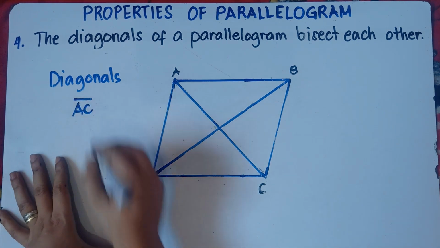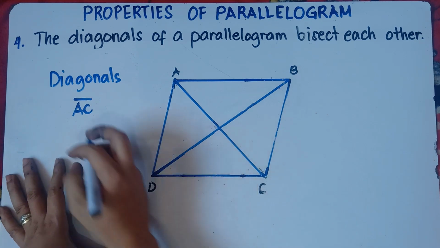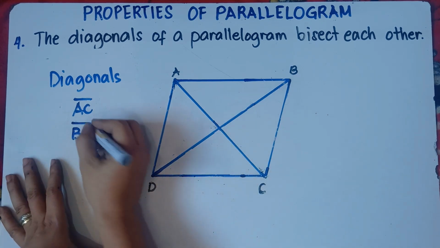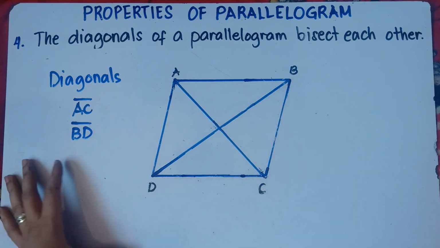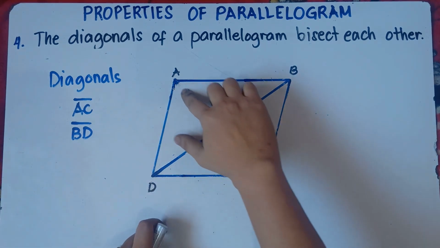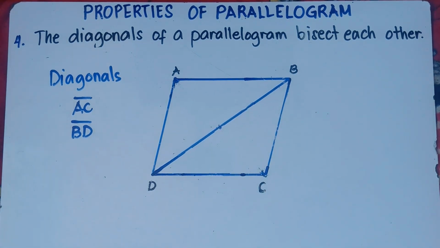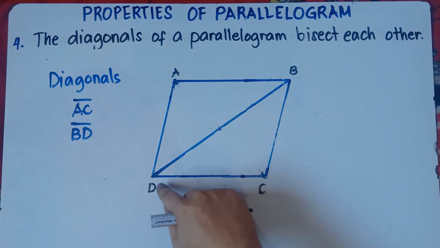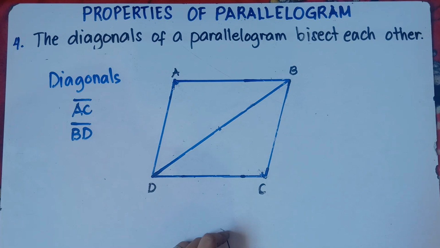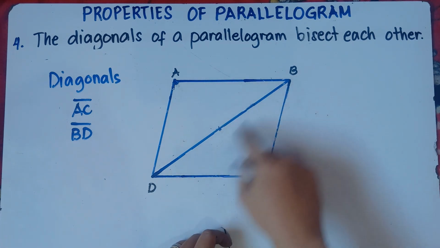So we have line segment AC, first diagonal. We also have line segment BD, our second diagonal. So once again, class, these are what we call diagonals, line segment AC and line segment BD. Now, if we just erase this first diagonal AC, and redraw the diagonal from point A to C, therefore, we just cut this diagonal BD into two equal parts. That's why it says bisect each other, because we cut this BD into two equal parts.